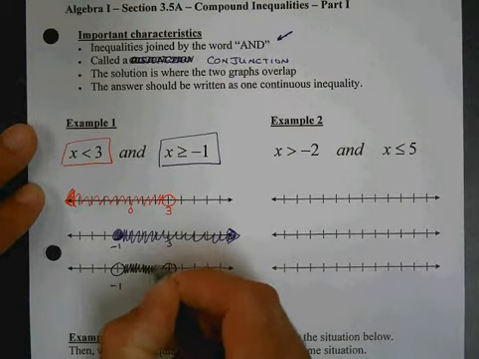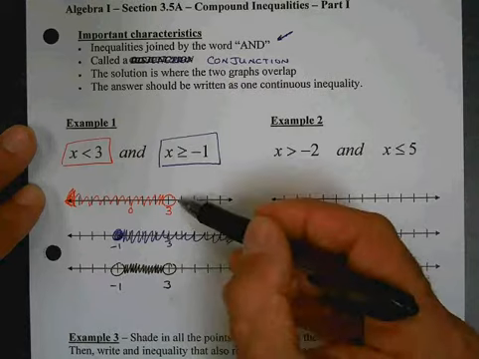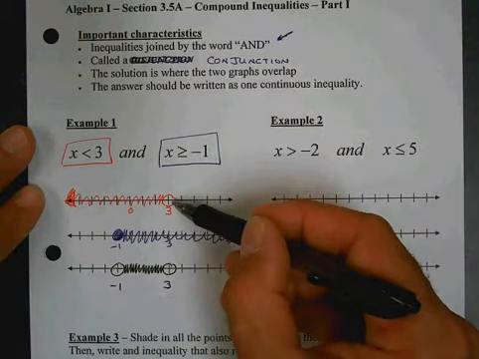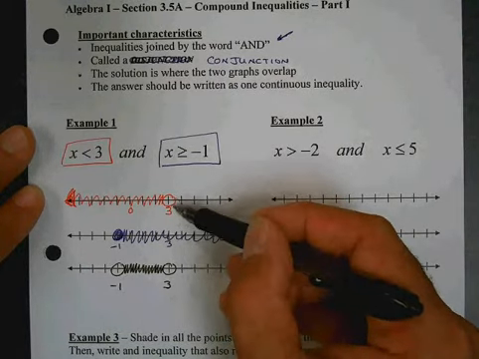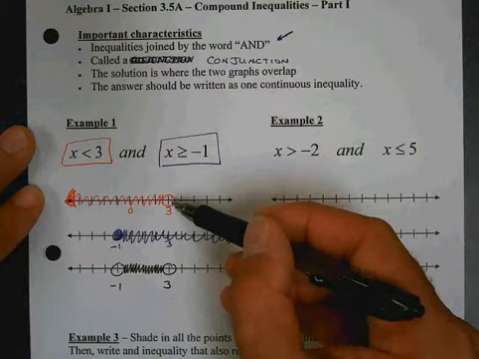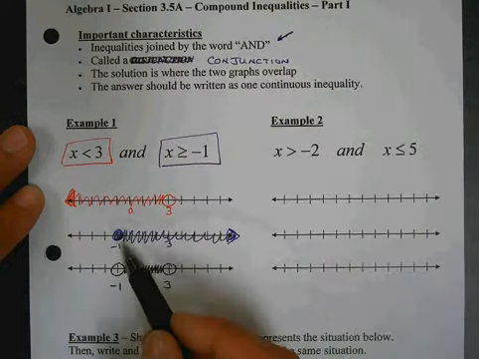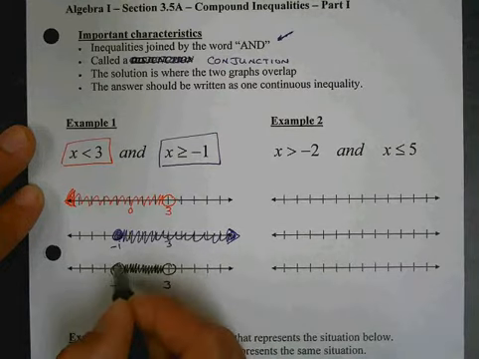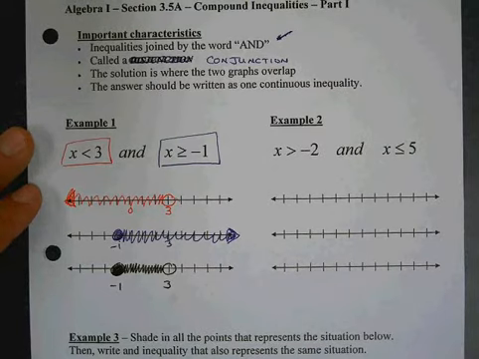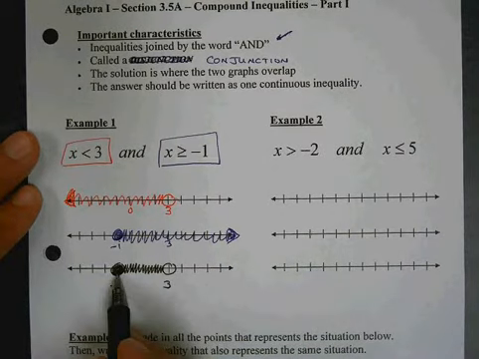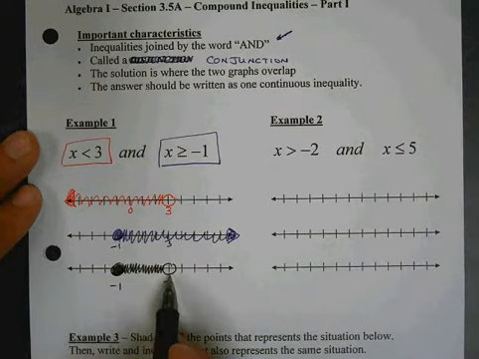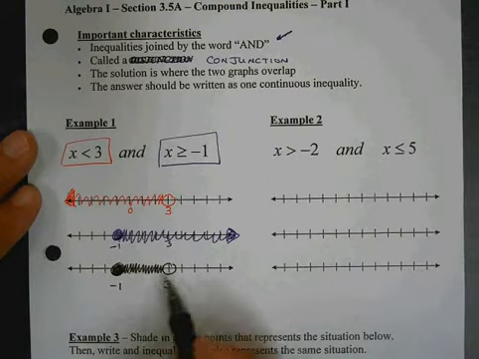Now, let's look carefully. Are they both true at the number 3? Is this top one true at 3 itself? No. Is the bottom one true at negative 1? Yes. So I have to take this bottom circle and fill that in. Because it's true at negative 1, it's true in between, but they're not both true at 3. Does that make sense? They are both true at negative 1.